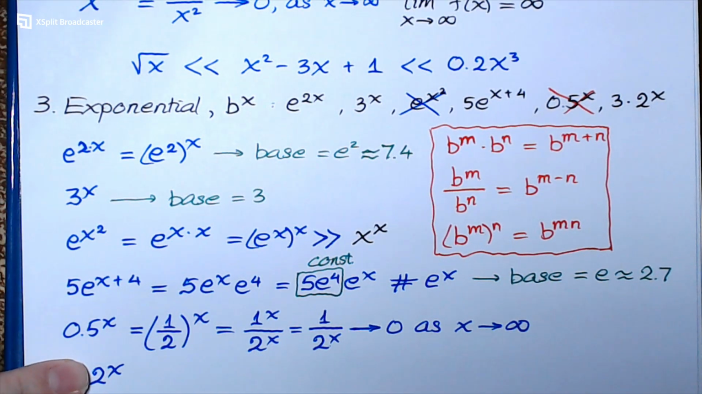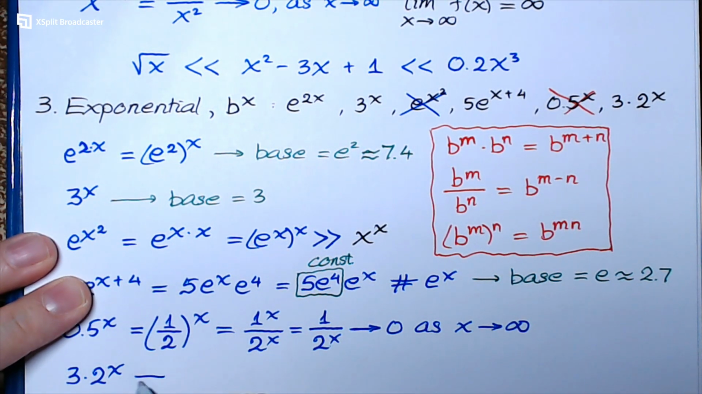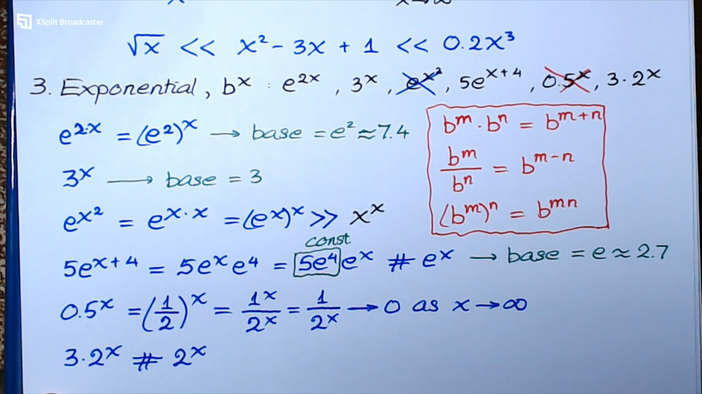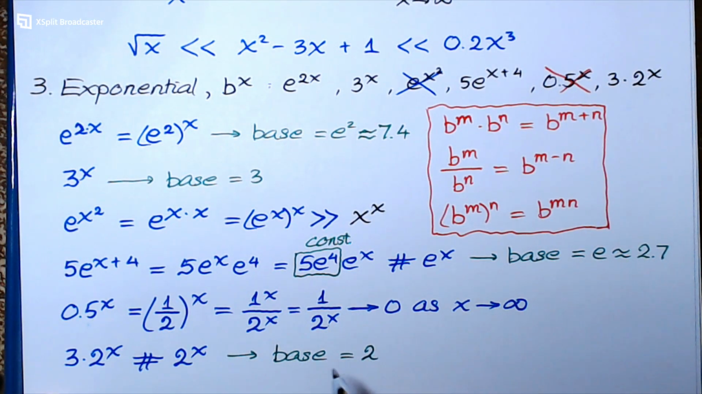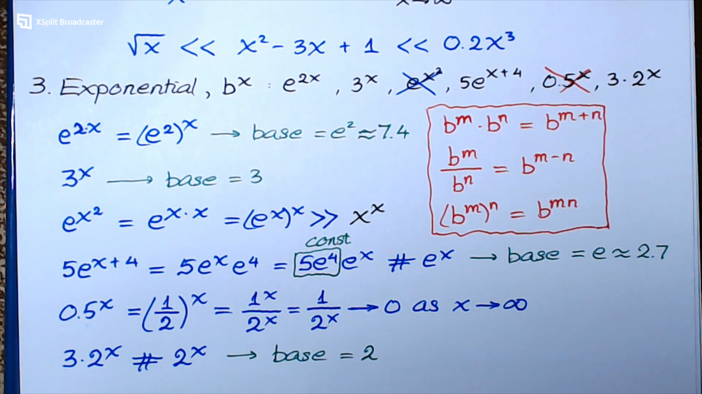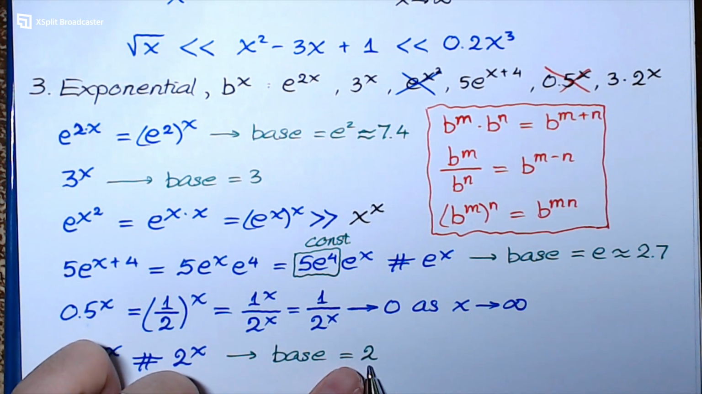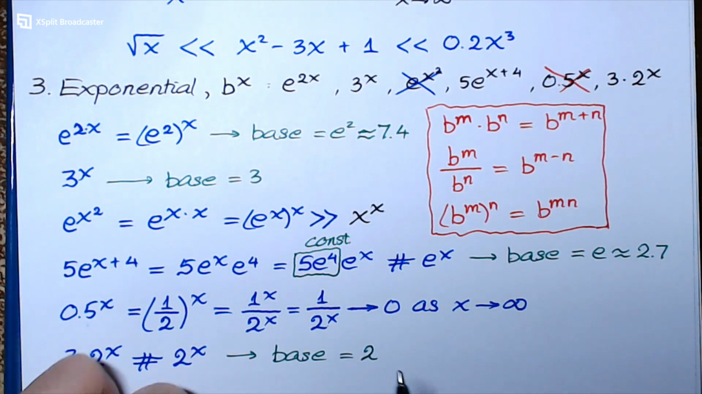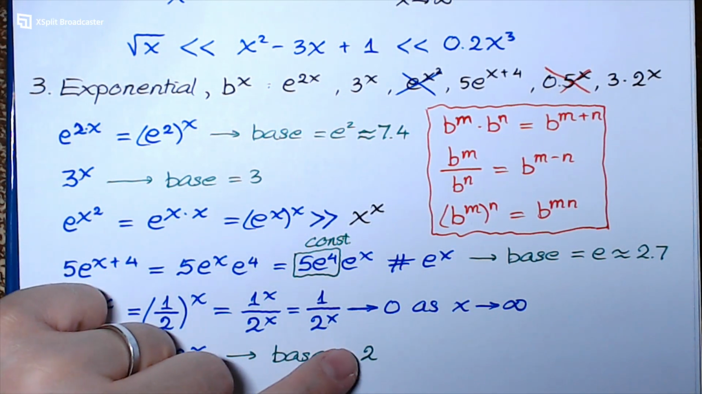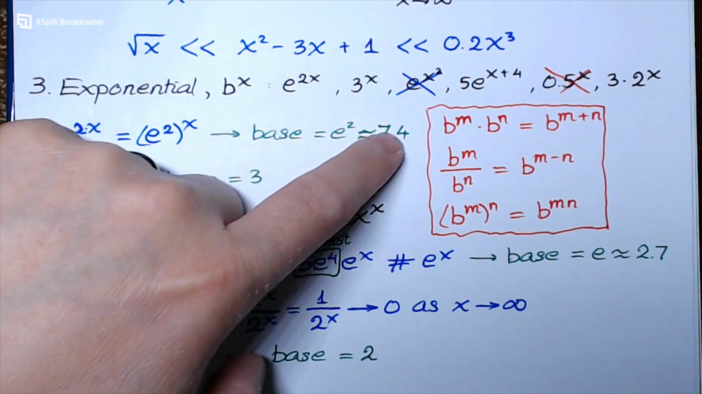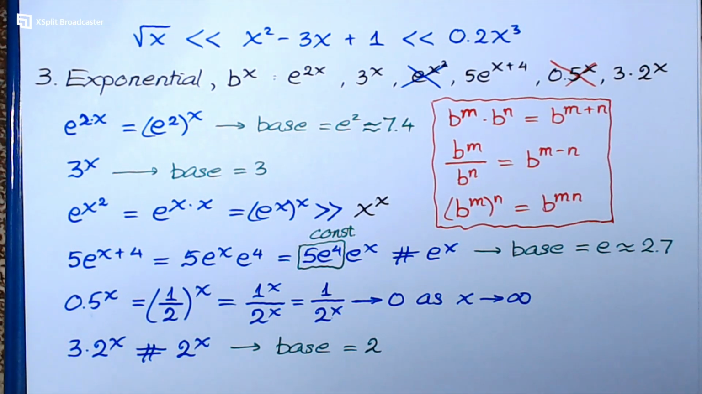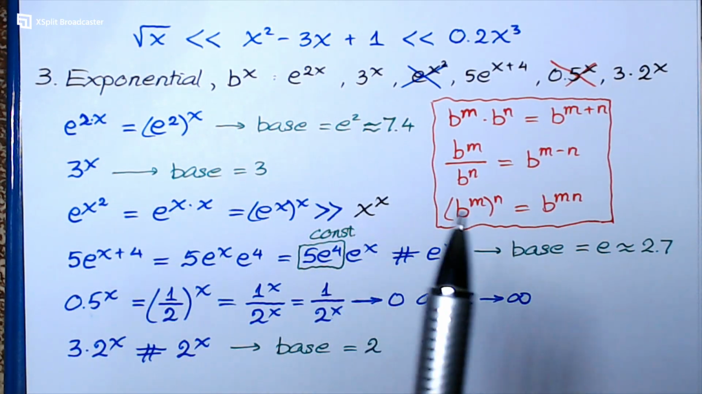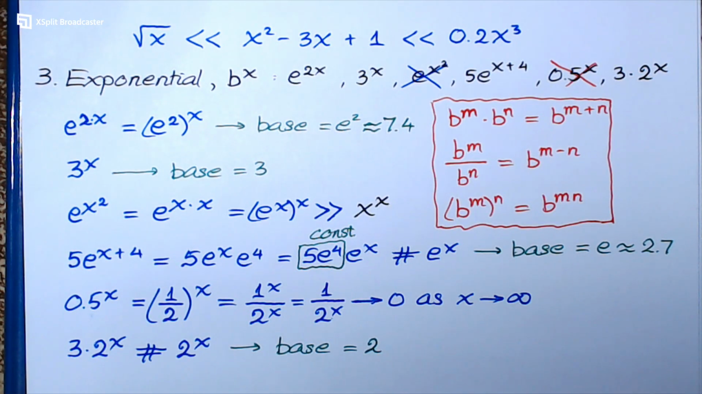The constant multipliers do not affect the rate, so this essentially has the same rate as 2 to the x, comparable rate as 2 to the x, and the base is 2. And when we rank them, we rank with the one with the base. The smaller the base is, the slower. So we start from 2, 2.7, 3, and 7.4. So we rank like that. Only 4 of these are classified as exponential functions. Right.